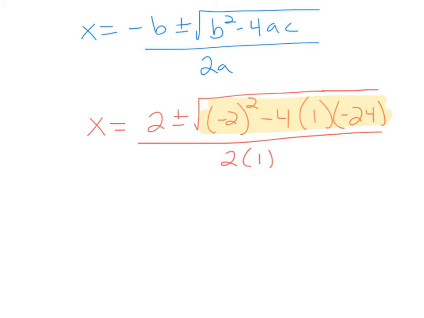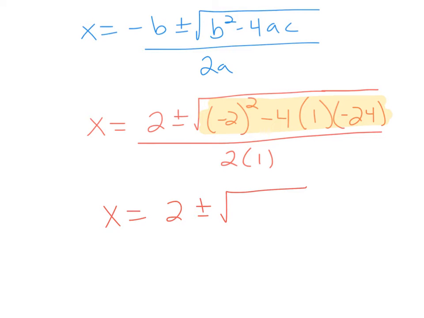Okay, so you're going to take negative 2 squared minus 4 times 1 times negative 24. Type that in your calculator. And so when I did that, I got, oh, wrong guy there. I got x equals, I'm going to go ahead and keep the 2 out front, plus or minus.